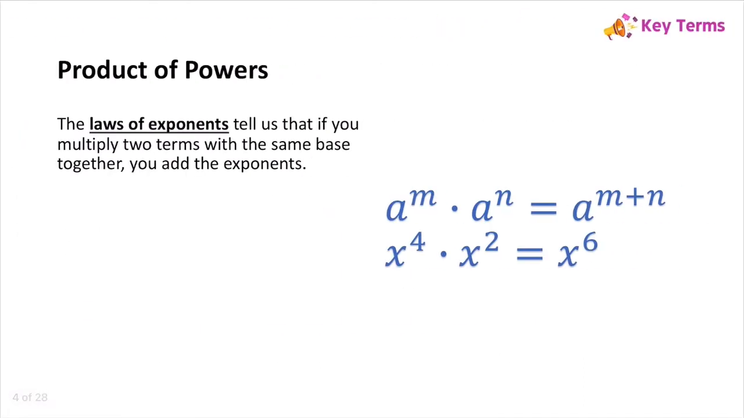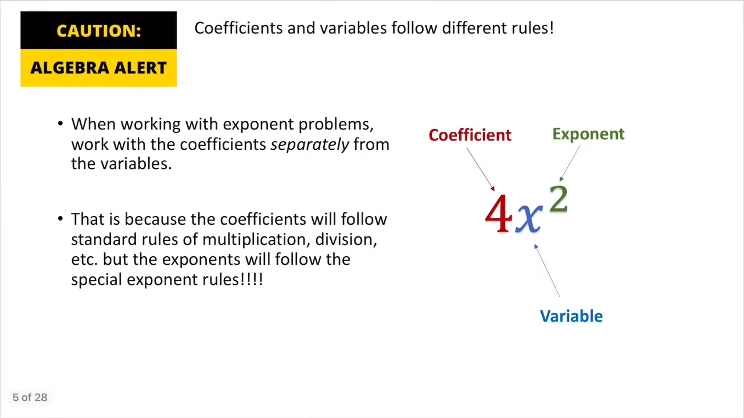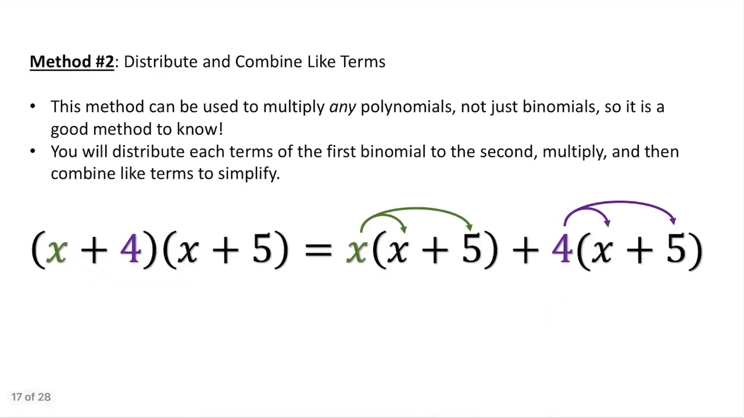Also remember we have the product property of exponents. If we're multiplying two terms together that have the same base, then we add together the exponents. When you're doing these problems, be careful because coefficients and variables will follow different rules. We're going to focus on the coefficients separately from the variables, because the coefficients will follow the rules of multiplication, division, whatever we're doing in the problem, but the exponents will follow our special exponent rule.